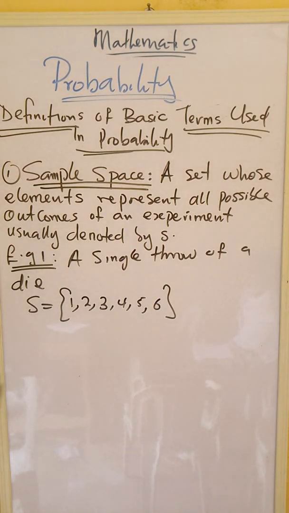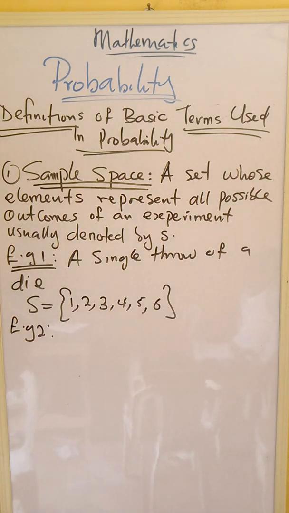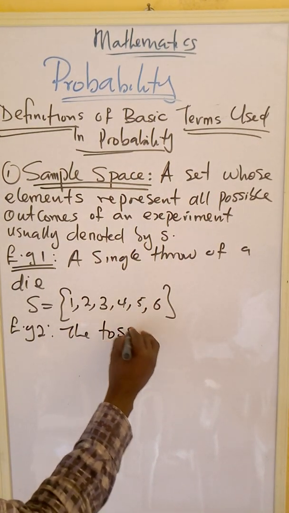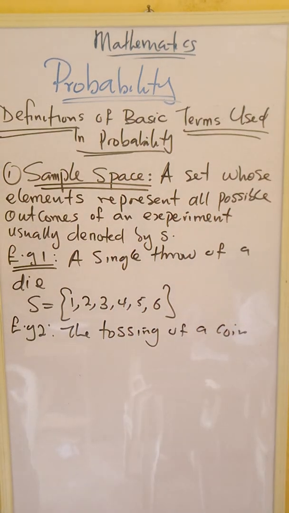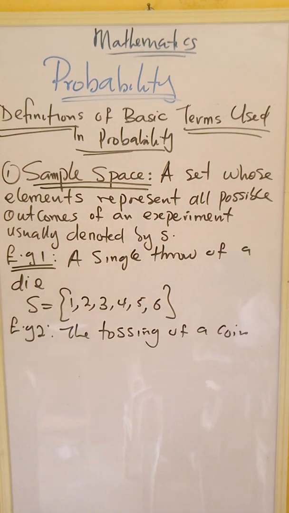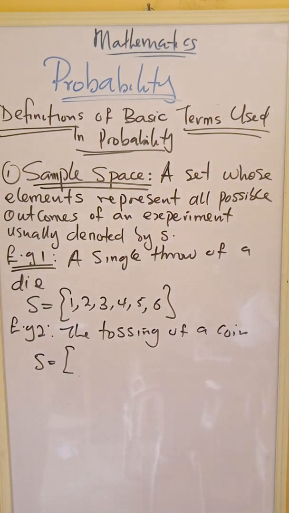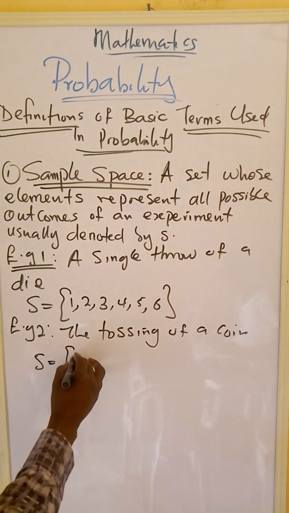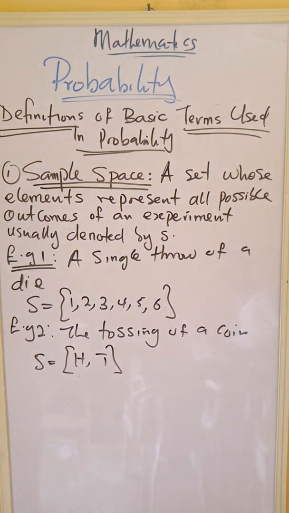Another example. Example 2. Tossing of a coin. A coin has 2 faces, either head or tail. When you toss a coin, which face do you think it will give you? We assume it will give us head or give us tail. These are the basic things you need to understand about probability.